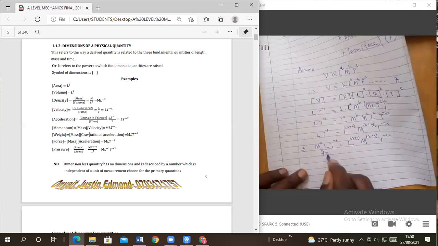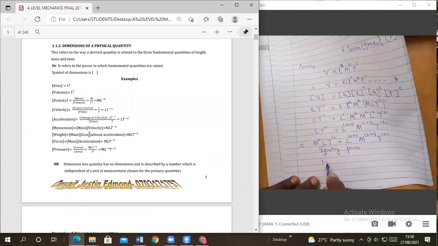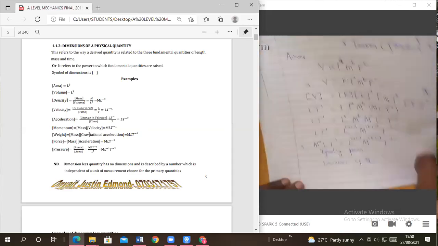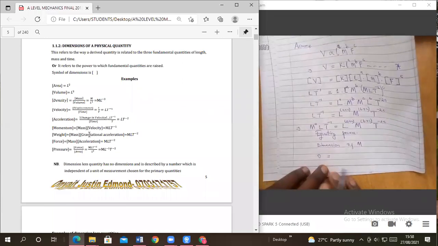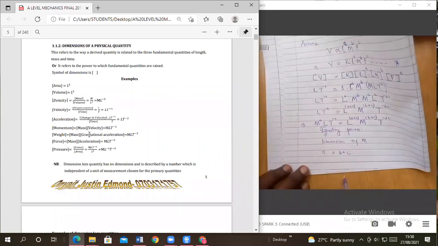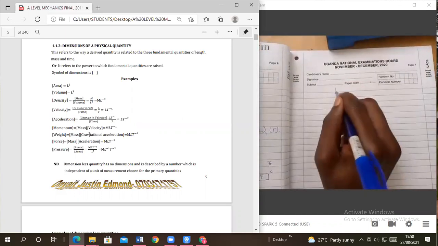Now we start equating powers, dimension by dimension. Let's start with the dimension of M. On the left, M is 0, equals what we have on the right, which is B plus C. So B plus C equals 0. That is our equation 1. Then we go to the dimension of L.